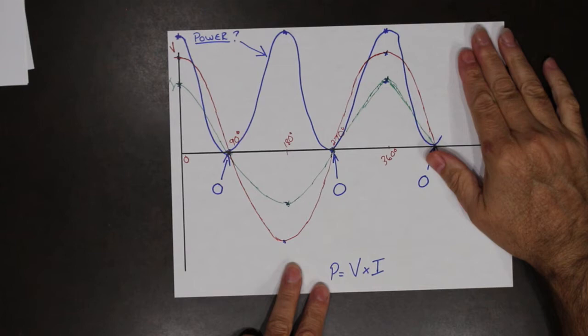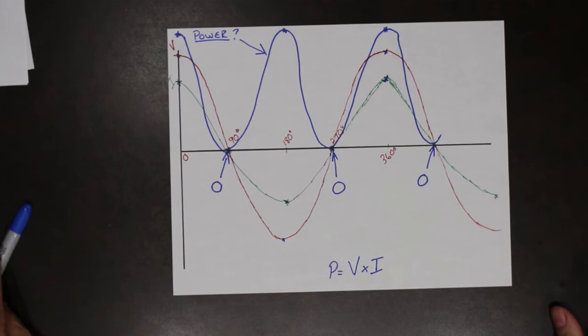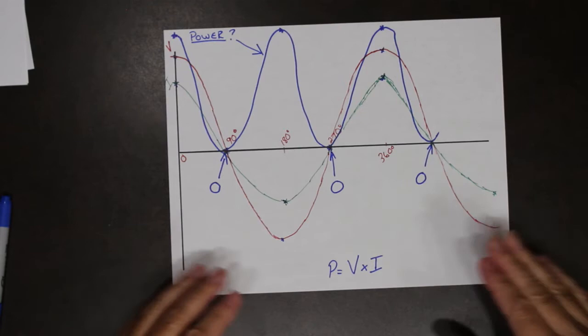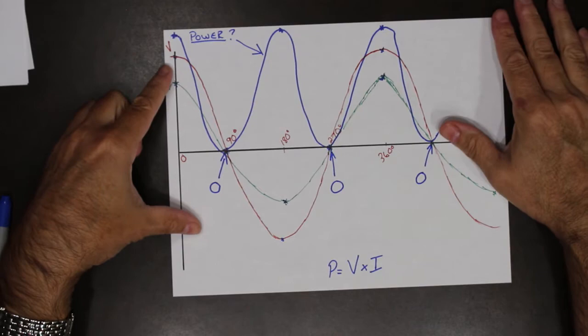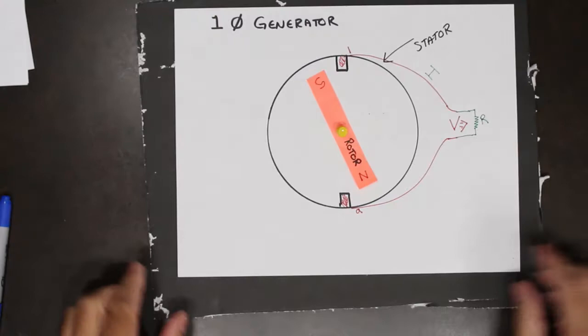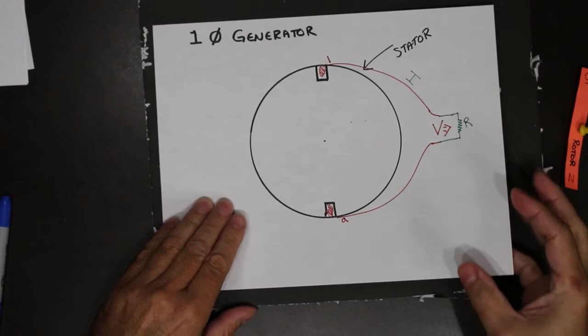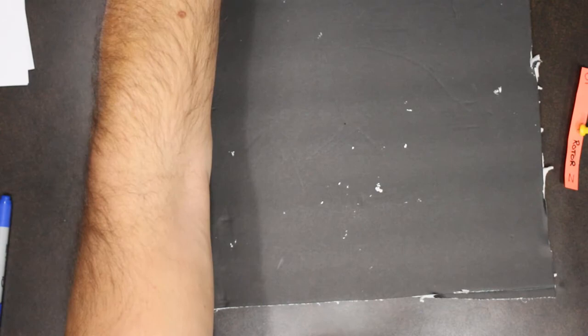So, we have to come up with a solution. We need to be able to make Superman more happy. We need to be able to increase the efficiency of the generator. So, what we do is we get rid of the single phase generator, and we bring on a two-phase generator.